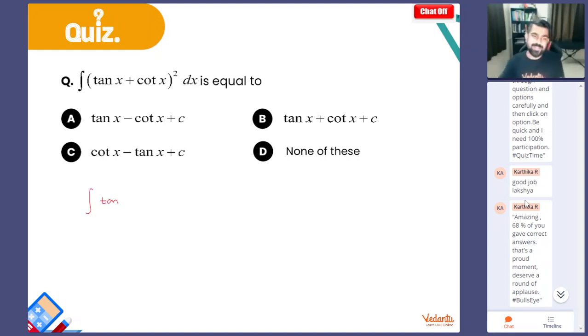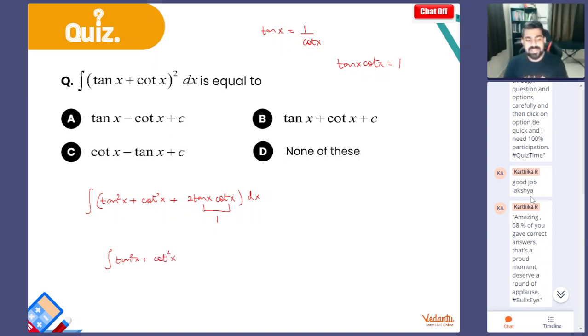Okay. So what happens? You will have to open the square. You will have tan square x plus cot square x plus 2 tan x cot x. But we all know that tan x is equal to 1 by cot x, right? Because they are reciprocal of each other. So what is tan x into cot x? Tan x into cot x is 1. So this will become 1. So the question becomes integral tan square x plus cot square x plus 2 into 1, which is 2, into dx. So that is how your question looks like.